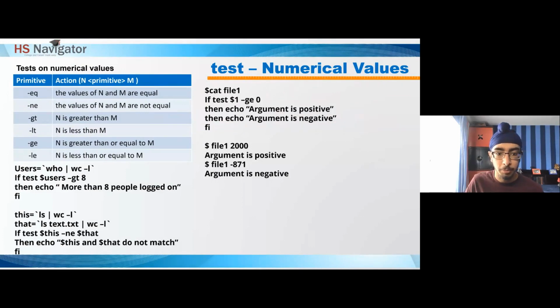If you want to test for numerical values, let's say you have cat file1. So let's say this is file 1. You have if test $1 -GE. With test, there are actually a lot of different tests you can do with numerical values. You can do -EQ to see if one number equals another, -NE for seeing if they're not equal, -GT for seeing if one number is greater than another, -LT for seeing if it's less than another, -GE and -LE for greater than or equal and less than or equal. You can't just use the symbols you're usually used to. You have to actually use these test arguments here.